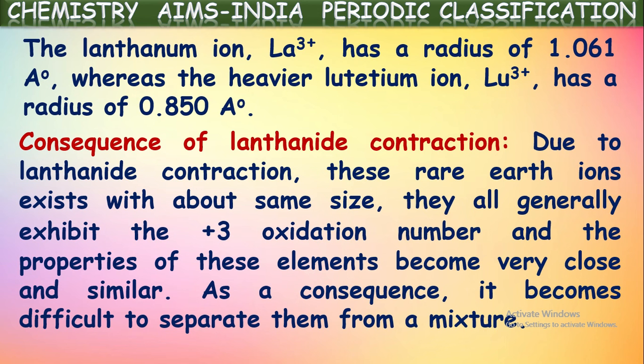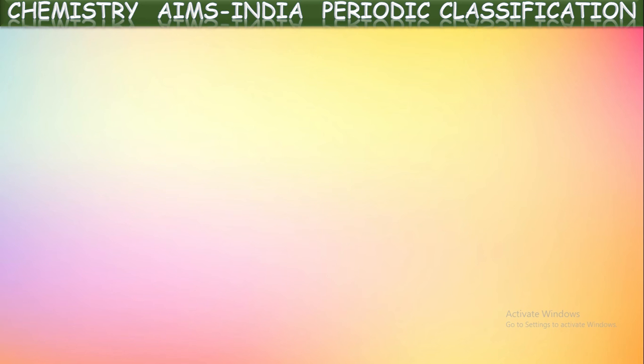By all these consequences, it becomes difficult to separate them from a mixture. If you get a mixture of these lanthanoids, it is a little difficult to separate the individual lanthanide elements. Why? Because almost all of them have the same size, and all these lanthanides exhibit similar properties, and hence the separation is a little difficult. Okay.